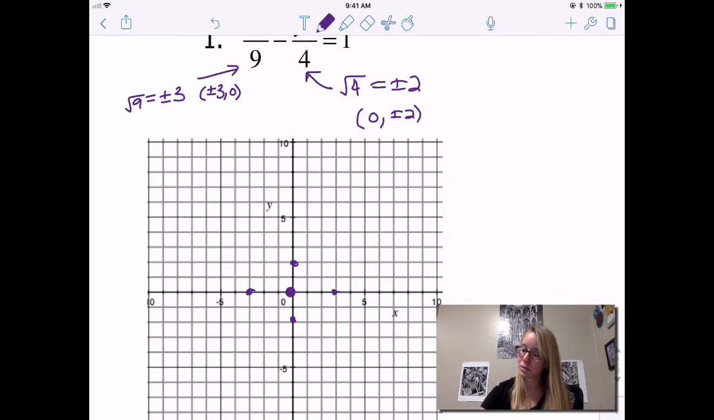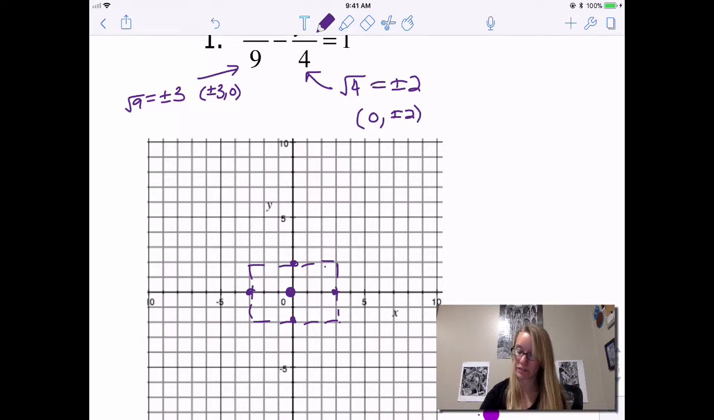And if this were an ellipse, what we would do is just connect those values. We've already done that, but that's not what we're doing. What we're going to do is make this dotted line box. So I want you to follow the grid lines, and that is what your box is going to look like.